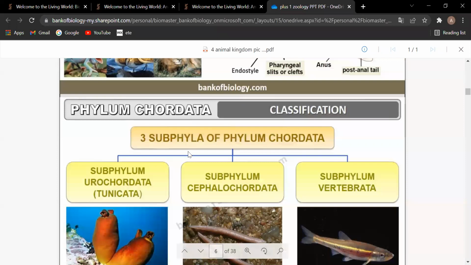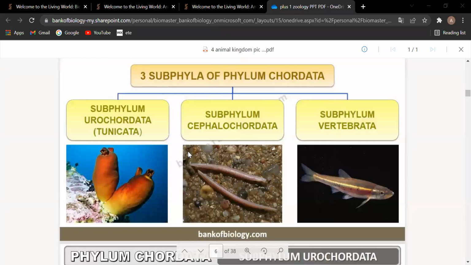In non-chordates, notochord is absent. It is never going to be present. In chordates, it's going to be present at least in the embryonic life. Later on also it may be present, but at least in the embryonic life it is going to be present. Okay. What are the three subphyla?